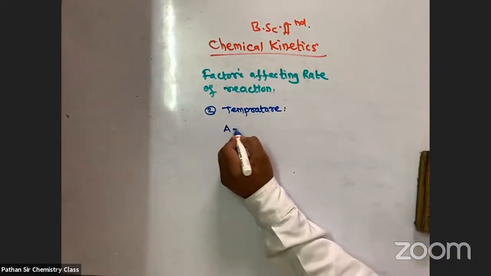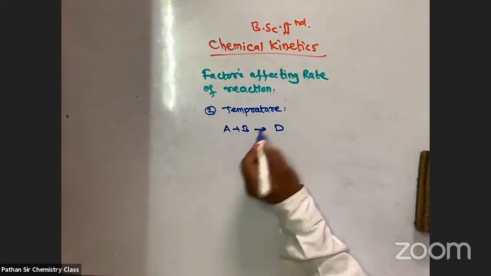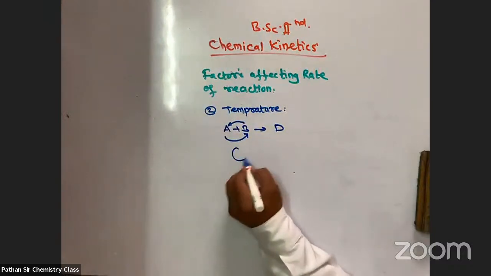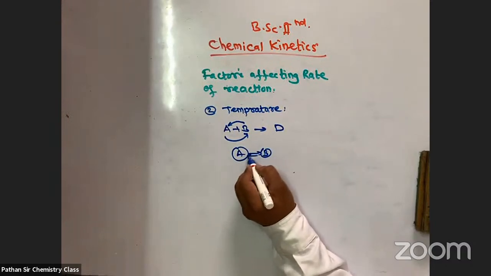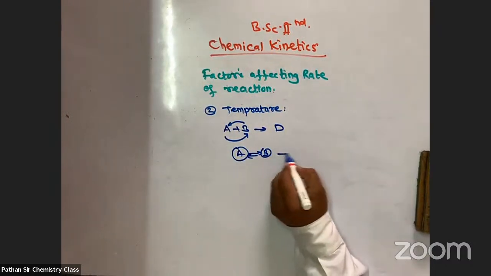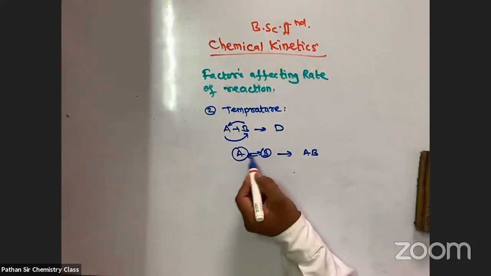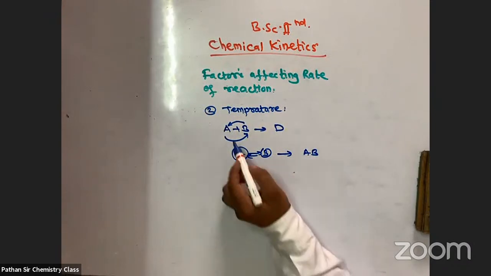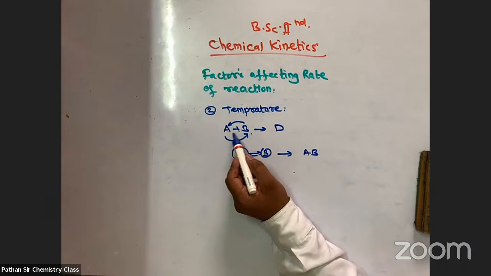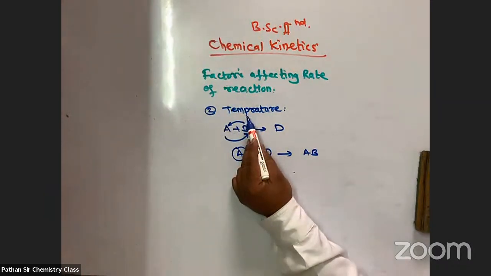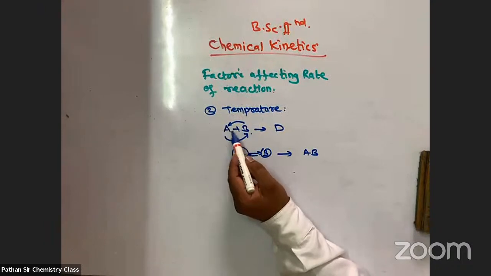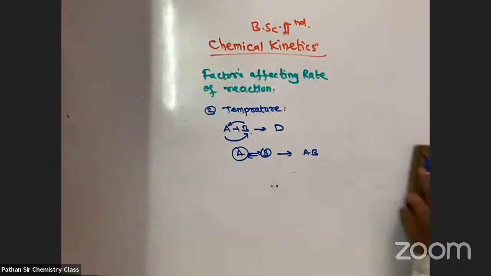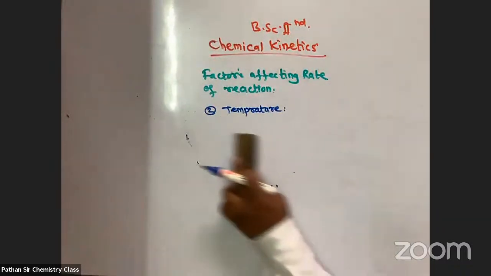Now say A plus B gives AB. A collides with B, and B collides with A. A and B collide with each other and they form a product, say AB. If the collisions increase, the chances of formation of the product also increase. So the kinetic energy of A and B increases with the increase in temperature. Overall, the average energy and threshold energy of the reactants also increase with the increase of temperature. Thus finally, as the temperature increases, rate of reaction increases.